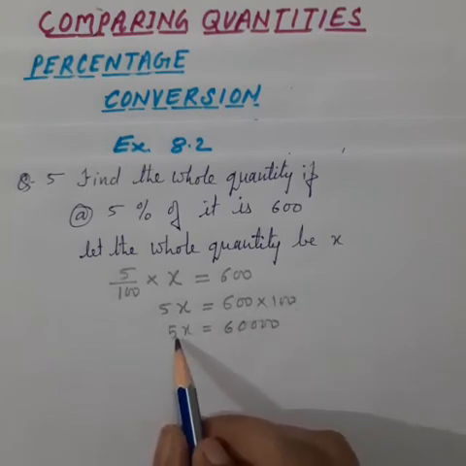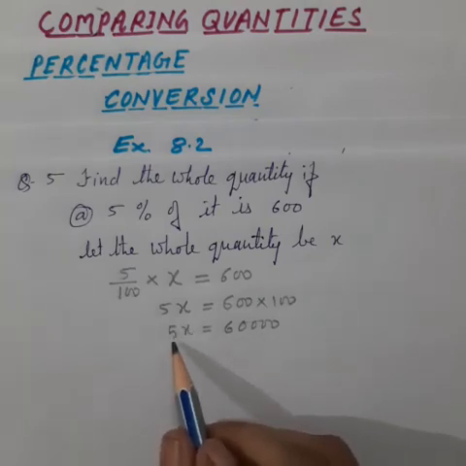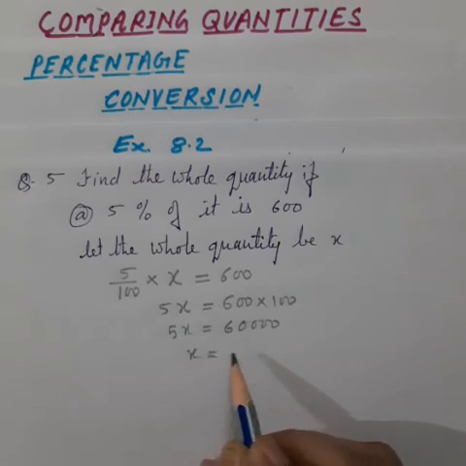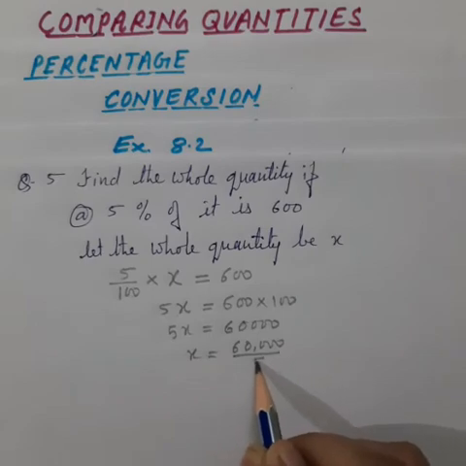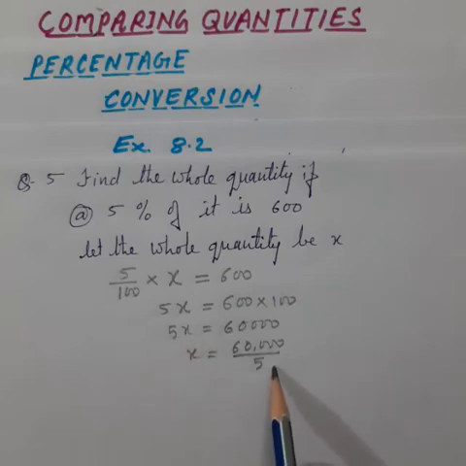Now we don't want this 5. Divide both sides by 5. Here 5 will cancel and this 5 will come here in the denominator. So 60,000 divided by 5. You can directly change the side of 5. Here it is in the numerator. On the other side it will go in the denominator.